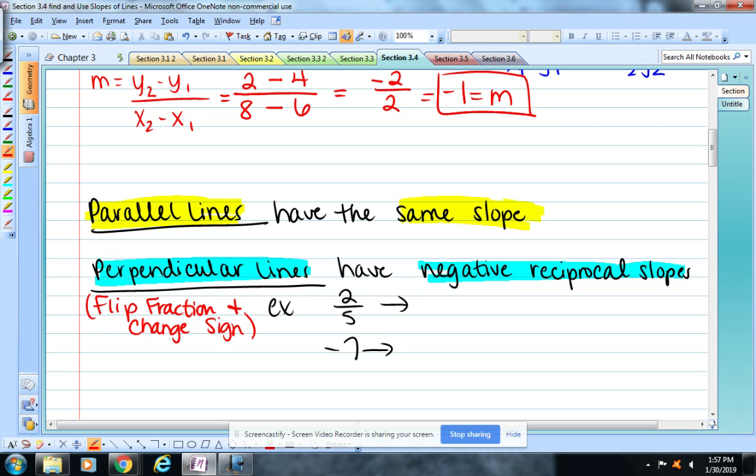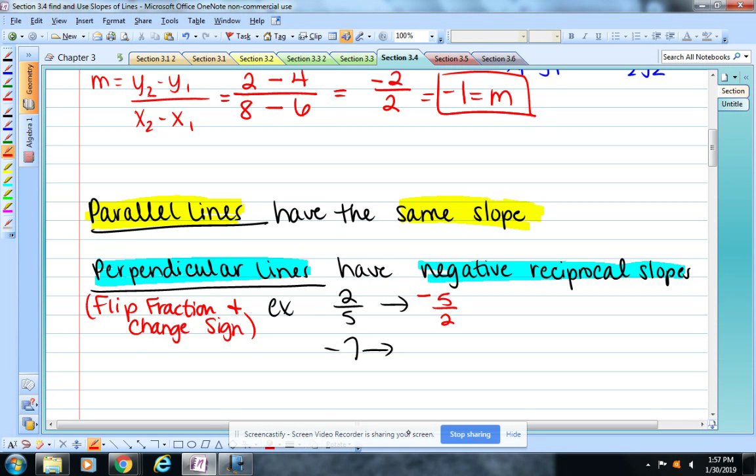So if I want to know the slope of a line that's perpendicular to another line, I'm going to take their slope, flip the fraction, and change the sign. So here's a few examples of flipping the fraction, changing the sign. Okay? 2 over 5, 2/5. What's the reciprocal of that fraction? Means I flip it. 5 over 2. Change the sign. It's positive, so I make that a negative 5/2. Flip the fraction, change the sign. Does that make sense? Flip the fraction, change the sign.